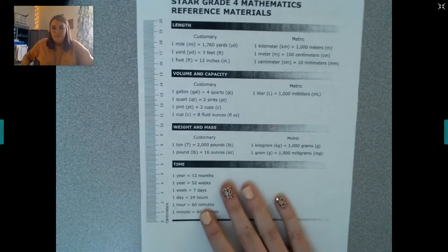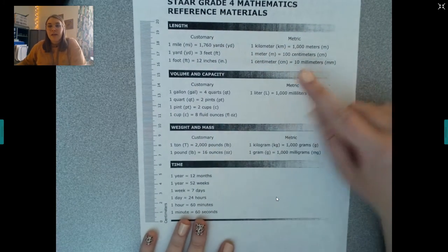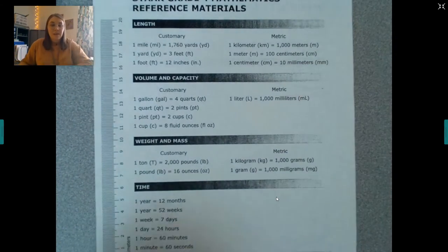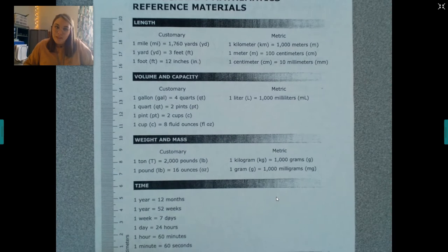Guys, it's Miss Simpson, and today we are going to talk about metric capacity. So let's take a look at our star chart. We've all done customary. Now we're doing metric capacity. Notice there is only one form of metric capacity, liters and milliliters. So you can only go in metric. There's only liters and milliliters, one way or the other.